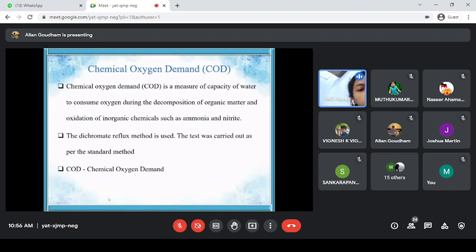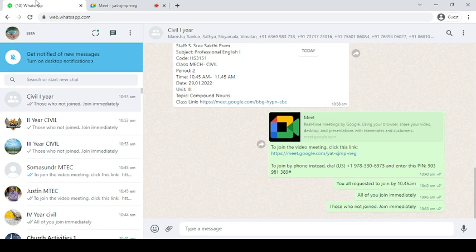Chemical oxygen demand is a measure of the capacity of water to consume oxygen during the decomposition of organic matter and oxidation of inorganic chemicals such as ammonia and nitrate. For COD, the dichromate reflux method is used, and the test was carried out as per the standard method.